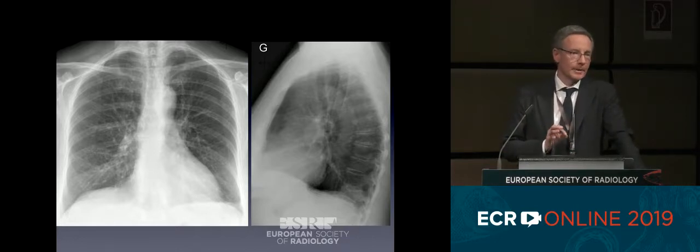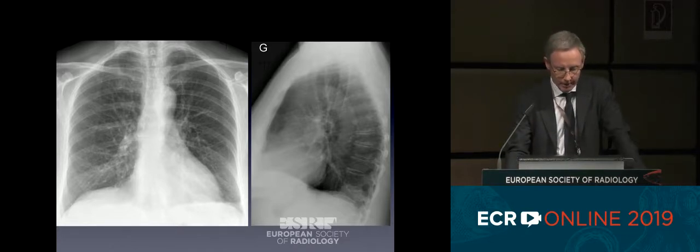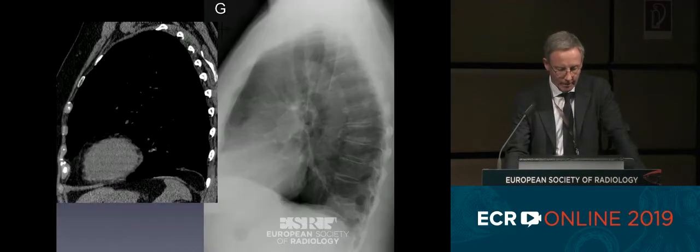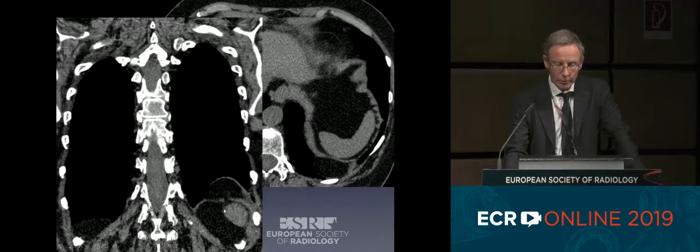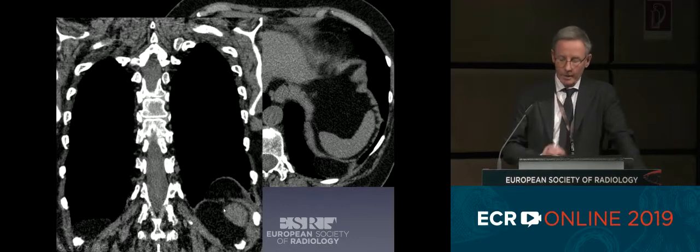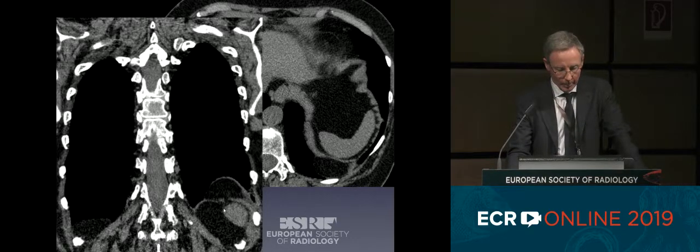Now, the patient didn't have a single symptom of pneumonia, no abnormality on his blood test, so a CT scan was requested, and you have the answer here. This is fatty density. This is a Bochdalek hernia through the left hemidiaphragm. So don't confuse a Bochdalek hernia with a pneumonia.